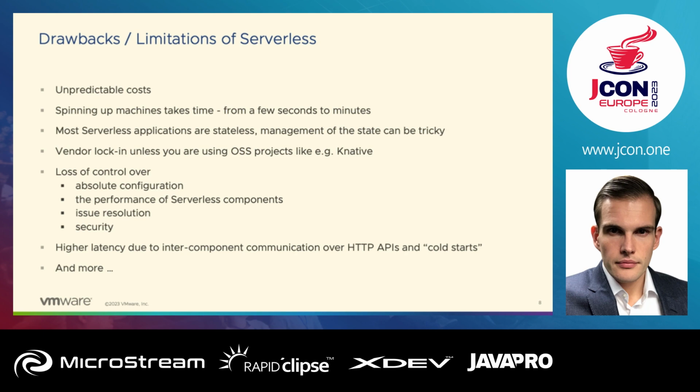Also, vendor lock-in is a problem if you're using, for example, AWS Lambda, as long as you don't use an open source solution, which I will introduce in a minute, called for example Knative. You also have a lot of loss of control, because if it's abstracted away from you and someone else is caring about it, you are not able to, for example, care about the security, etc. You have to, in a way, trust the organization you're buying a solution from.